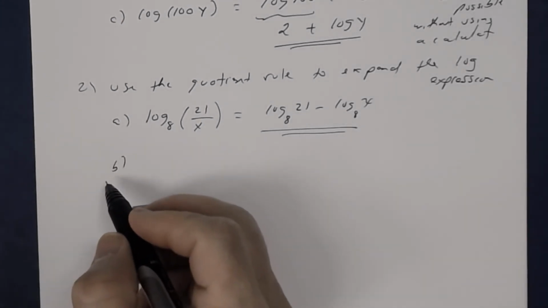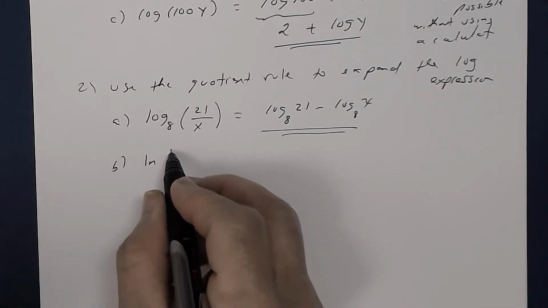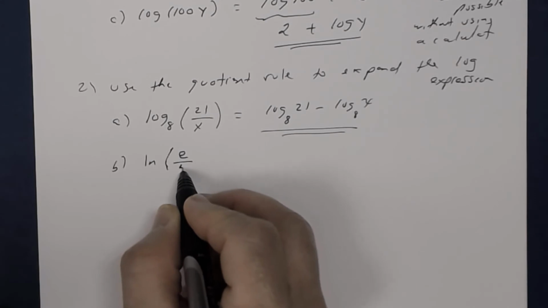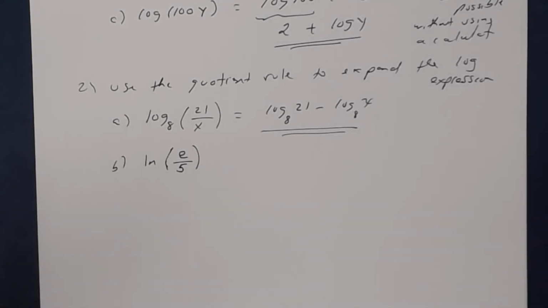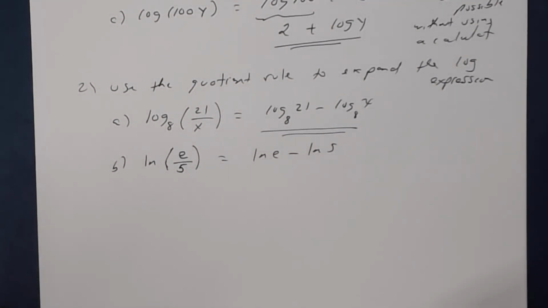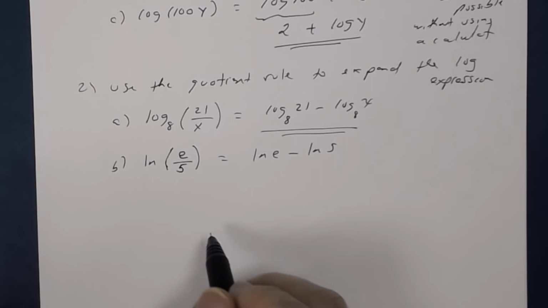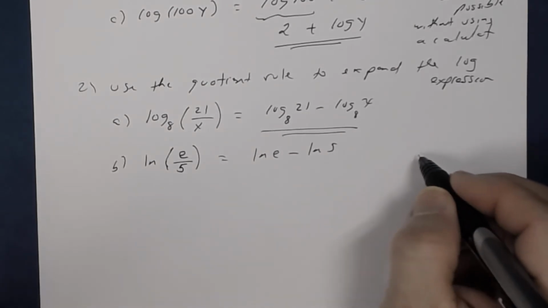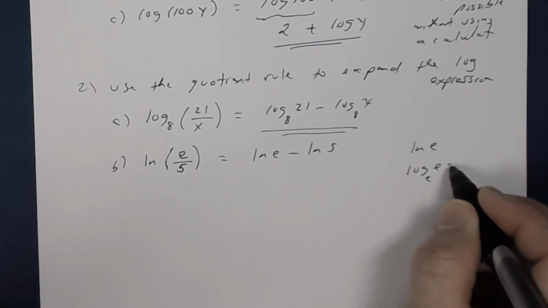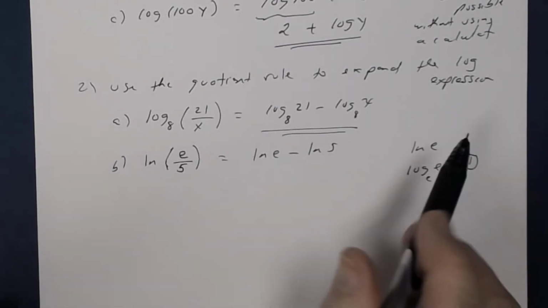B, let's suppose you had the natural log of, let's say, e divided by 5. Well, y'all agree that's going to be the natural log of e minus the natural log of 5, right? Okay. Now you got to remember this. What's the natural log of e? The natural log of e is 1, right? Because natural log of e means the same thing as log of e base e. And in a previous lesson, you said e to what power is e? 1. So that's 1.